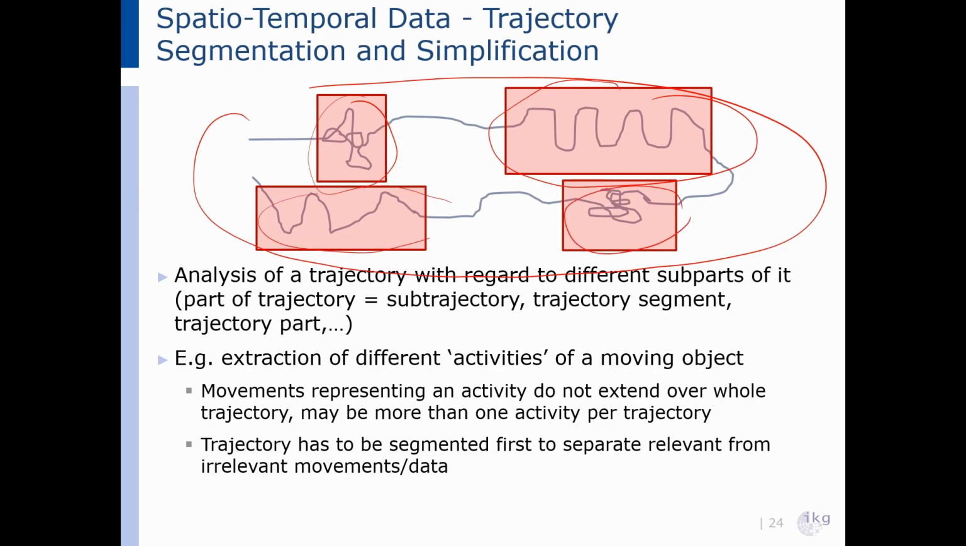So the idea is that the trajectory has to be segmented first to separate relevant from irrelevant movement data. For example, a person's movement through a day may contain different activities like walking, waiting, taking a bus or running, and then those activities are somehow mixed in a single trajectory.